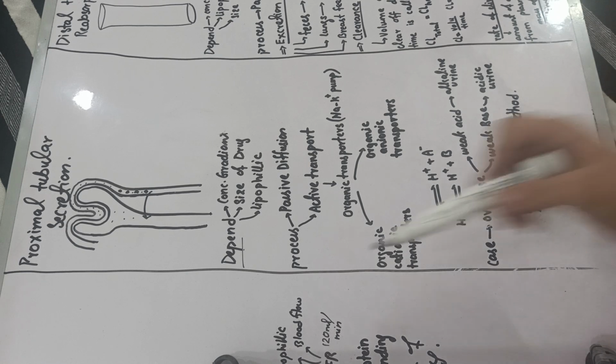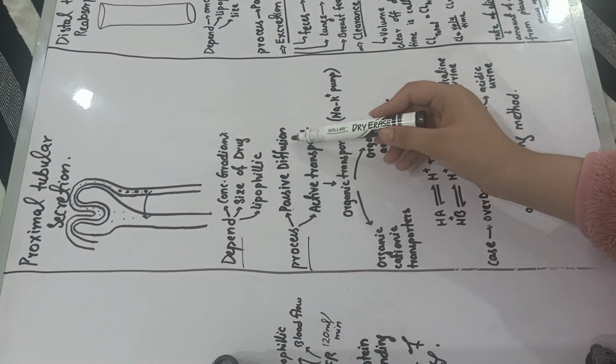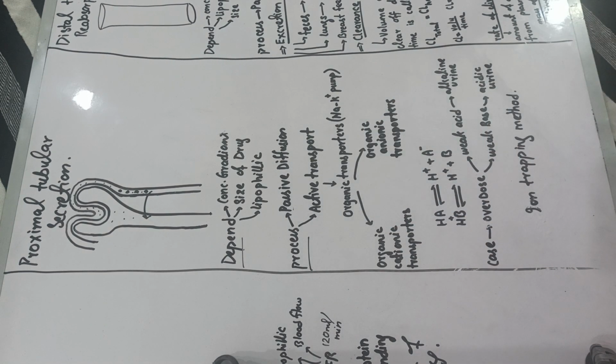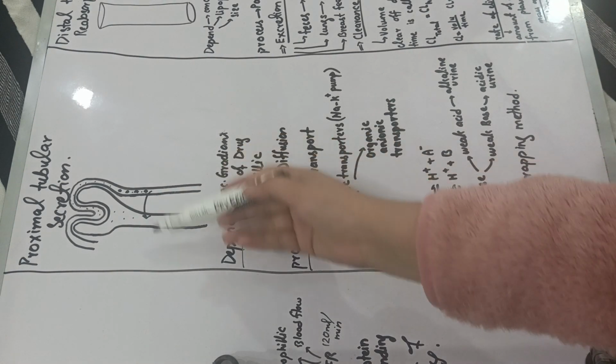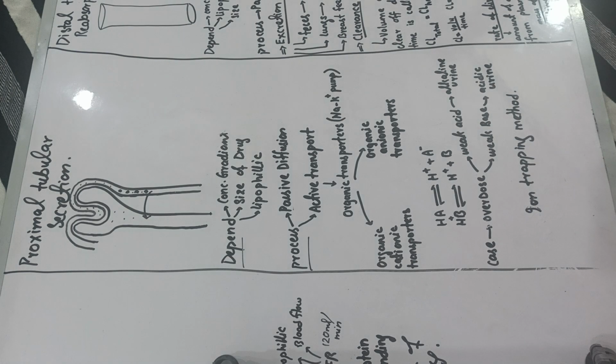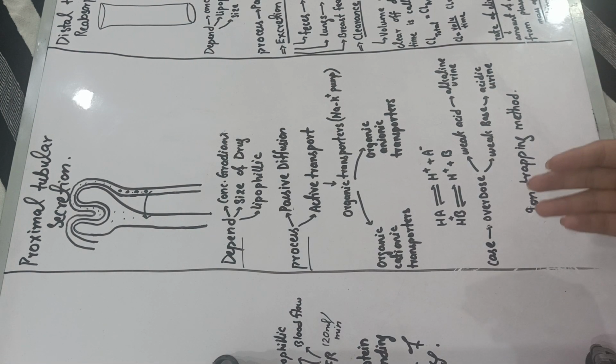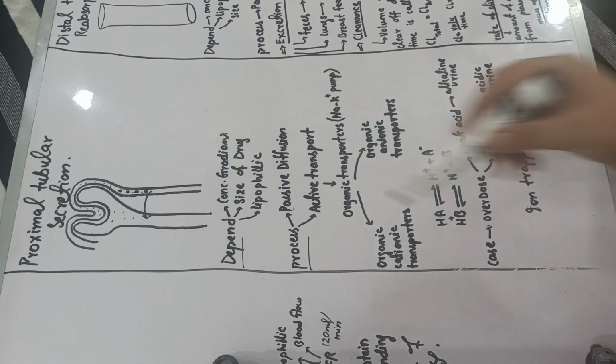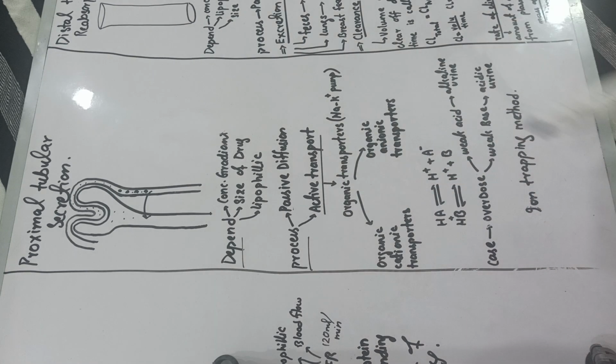Now let's discuss what kinds of processes happen. First is passive diffusion. If the size of the drug is small and the drug is lipophilic, then it can easily cross from here to here. But if the size of the drug is very high, and we have to move the drug against the concentration gradient, then we will follow the process of active transport.